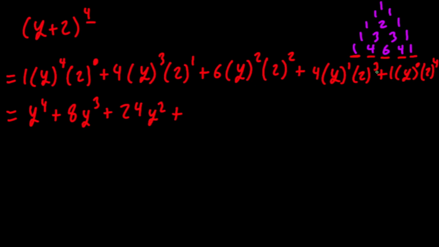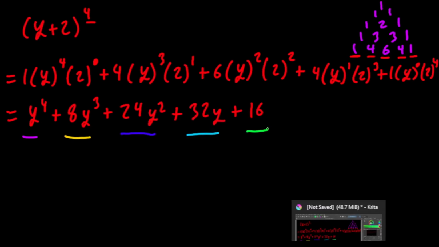plus 2 to the power of 3, which is 8. 8 times 4 is 32. We have 32y plus 2 to the power of 4, which is 16 times 1, 16. We have 16 and y to the power of 0 is 1, so it gets cancelled out. So let's check if we have any more like terms so we can simplify further. We have y to the power of 4, 8y cubed, 24y squared, 32y, and finally plus 16. So we can simplify further.